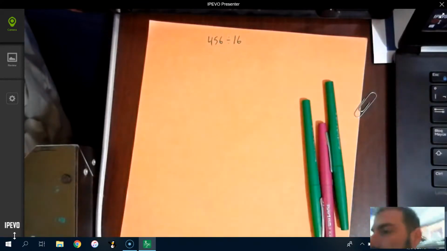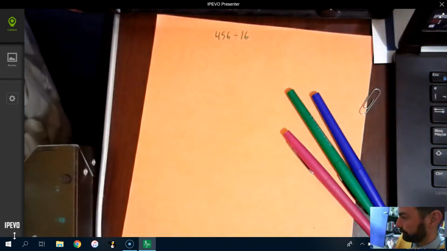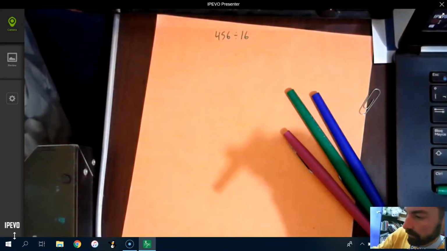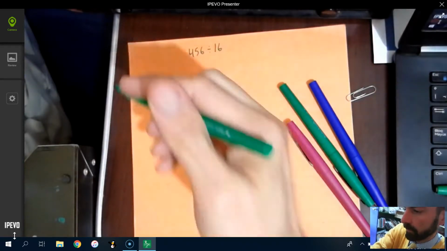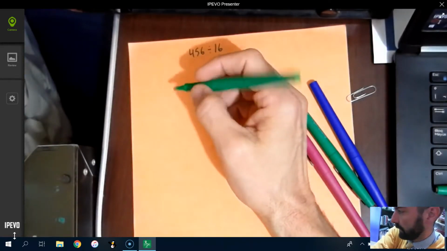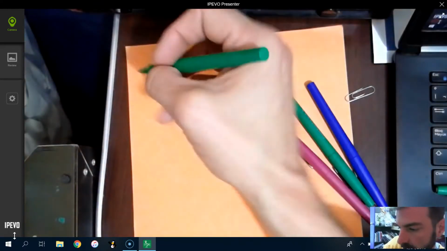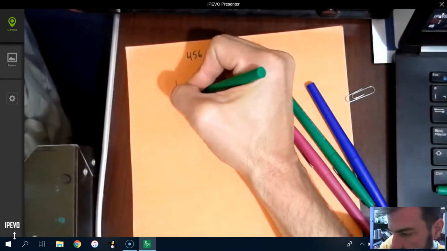Let's see what happens. So I've got 456 divided by 16. And so we're going to look at that. I'm going to set the problem up just the same. I'm either going to use area, the big 7, ratio table, what have you. Maybe I'll look at the area model just to give this some more context.